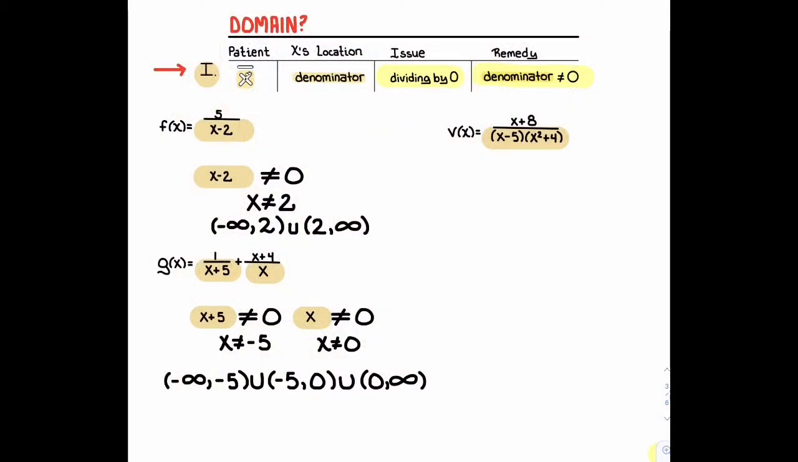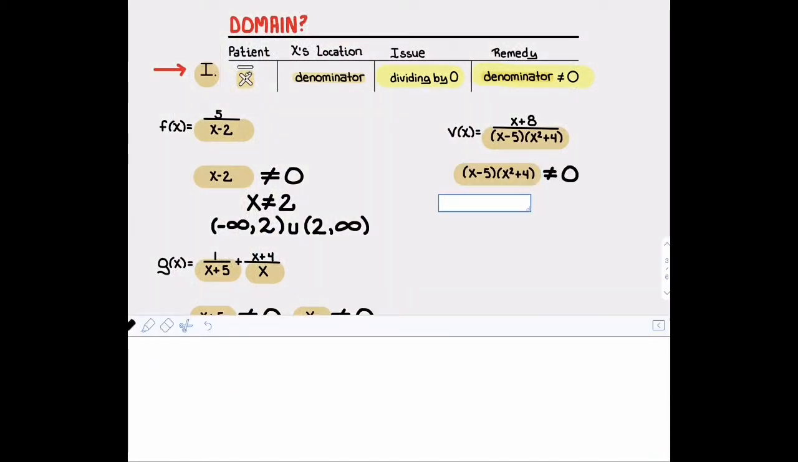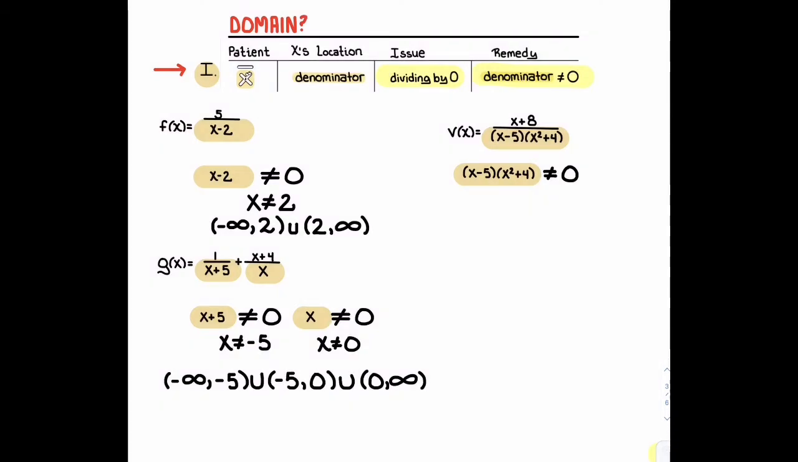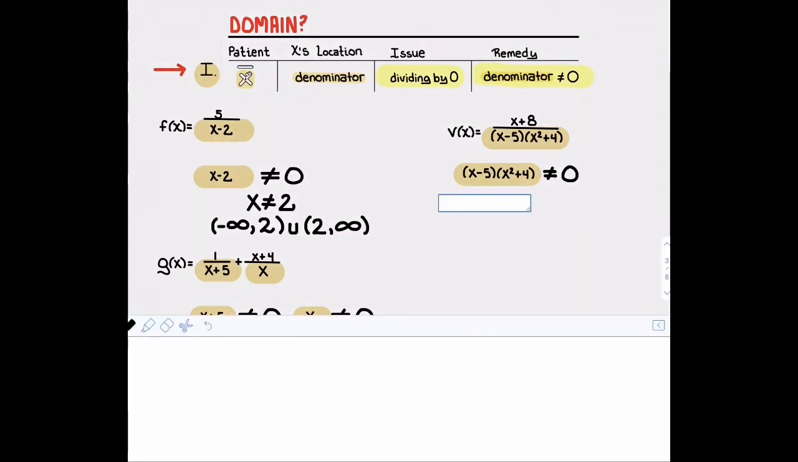Welcome back. Part 2, finding domain from an equation. Now let's find the domain of v of x. V of x has domain issue number 1 because there's an x in the denominator. So I'm setting the denominator not equal to 0.